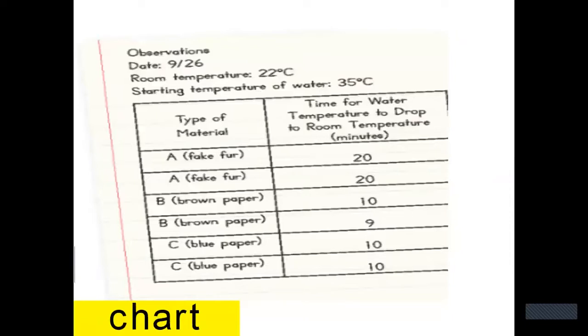Now this is the observation chart. We write the date, and here we write the room temperature and the starting water temperature. We have three jars, if you remember the experiment. One jar has fake fur, brown paper and blue paper, and we repeat it two times. We take the temperature each time.